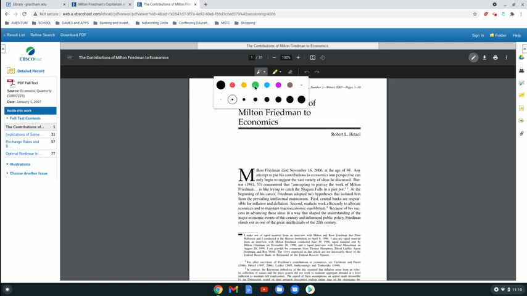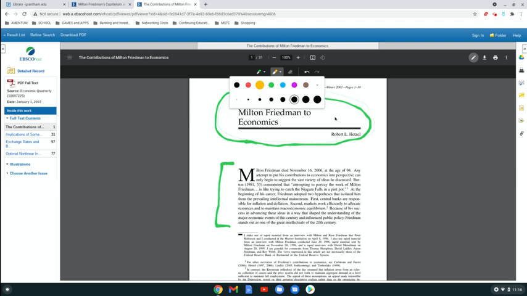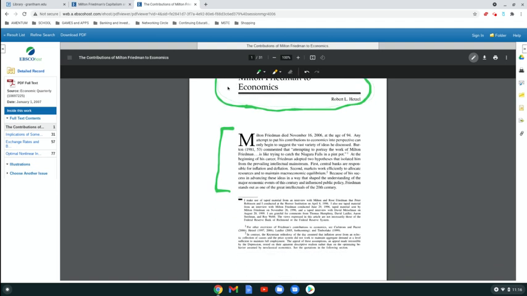You at least know the title. The contributions of Milton Friedman to economics. Let's do it one more time. The contributions of Milton Friedman to economics. We're gonna start here. We're gonna highlight in yellow. Just this first paragraph. Sometimes just drawing around, doodling helps you retain the content. It's weird.